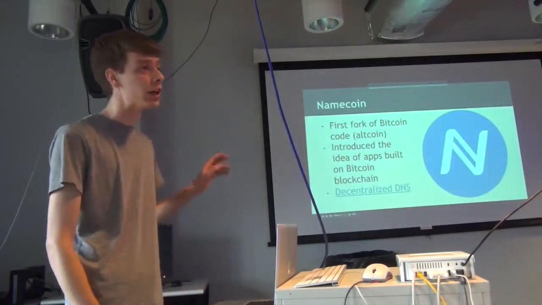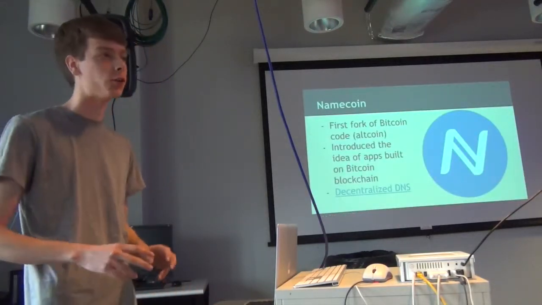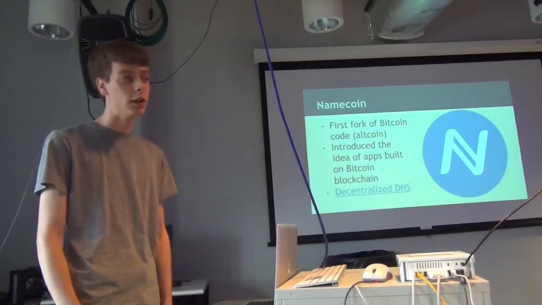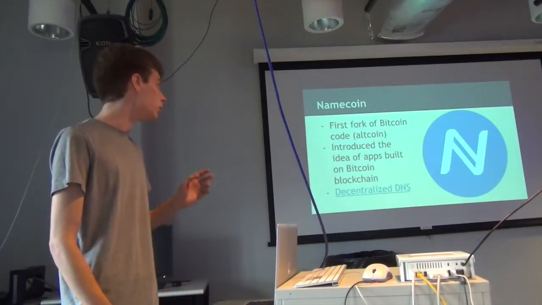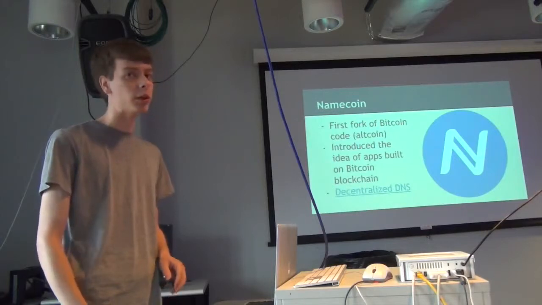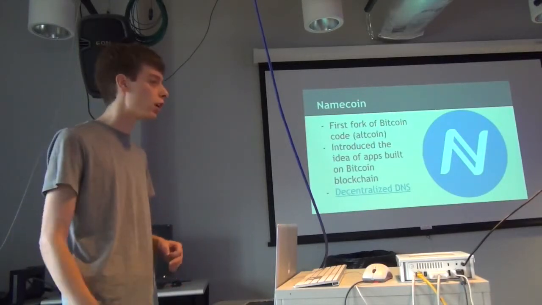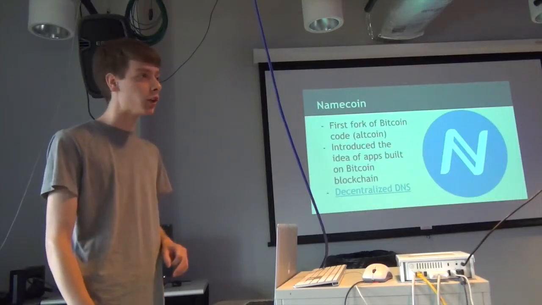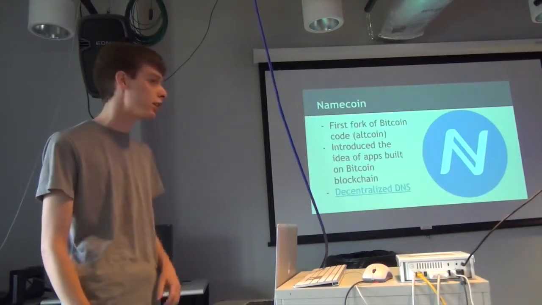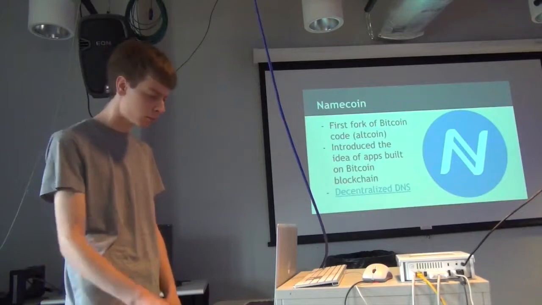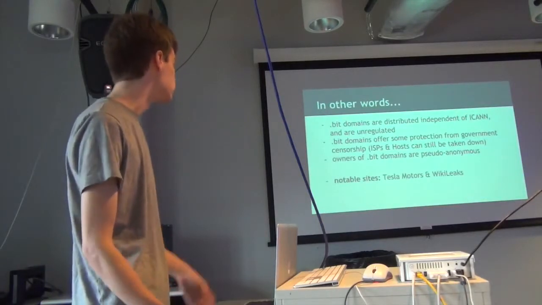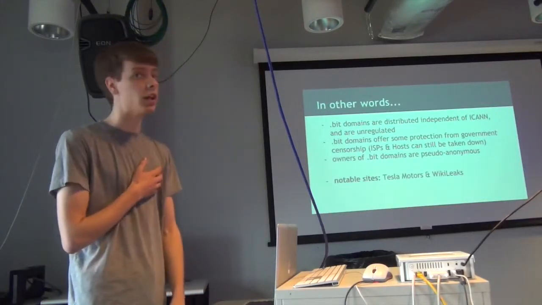Alright, so Namecoin. Namecoin is the first fork of Bitcoin code. And so basically what Namecoin does is it uses the public ledger that was built by Bitcoin, and it hosts domain names. And so in this way, it's a decentralized domain name system.